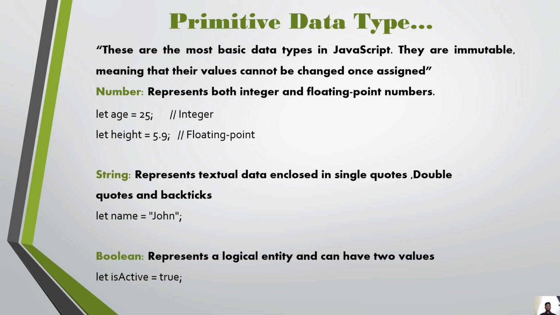Third one, Boolean. Boolean has two types of value to declare. One is true, another one is false. Boolean represents a logical entity and can have two values. Let isActive equal to true.